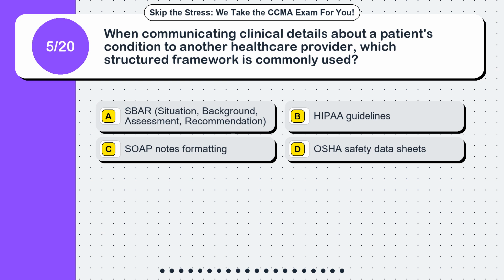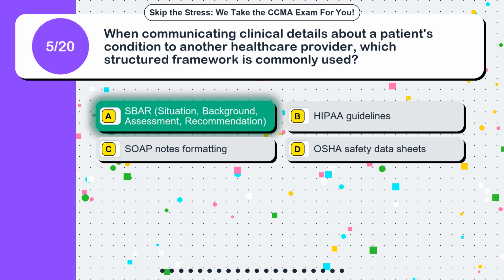Question 5. When communicating clinical details about a patient's condition to another healthcare provider, which structured framework is commonly used? Option A. SPAR, situation, background, assessment, recommendation. Option B. HIPAA guidelines. Option C. SOAP notes formatting. Option D. OSHA safety data sheets. The correct answer is option A.